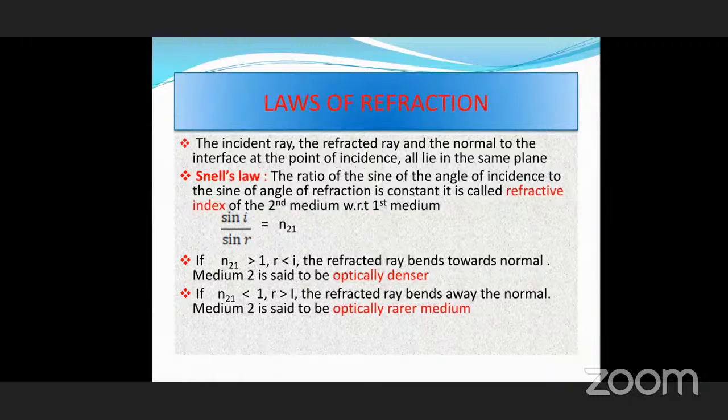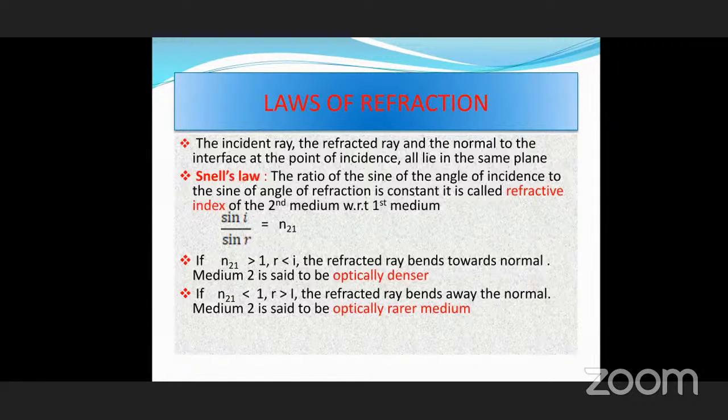You have to understand. Sometimes you can write n12. n12 means refractive index of the first medium with respect to the second. n32, what does it mean? n32 means refractive index of the third medium with respect to the second one, whatever it may be.